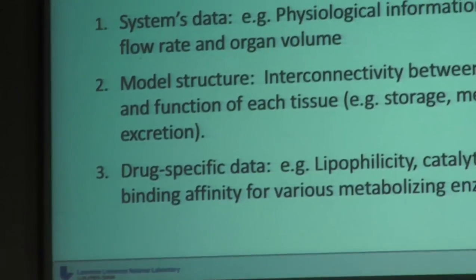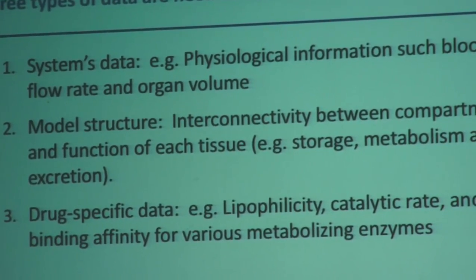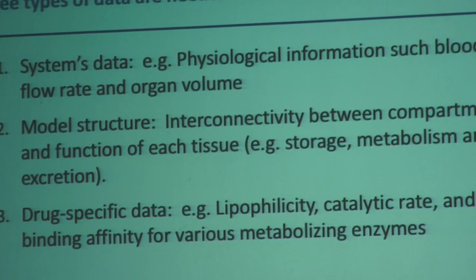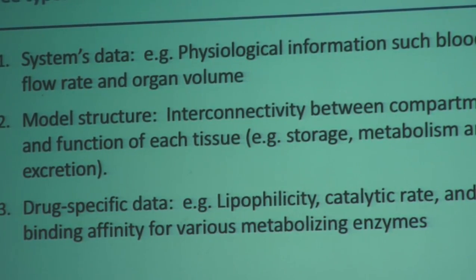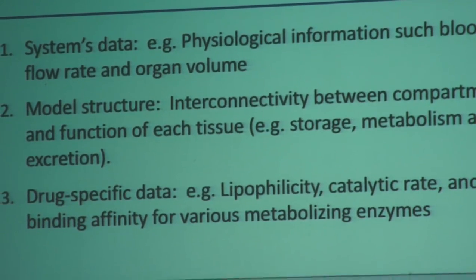Then there's the model structure. This is just the interconnectivity between the different compartments, and pretty much also just labeling of what is the function of the different compartments. Some compartments are just the storage area. That's usually, like, for example, fat at times. I don't know if you've ever heard, but like fat at times actually stores drug, and years later when you lose your fat, you suddenly get some weird reaction to a drug that you took 5 years ago or something like that. There are those that are for metabolism, like liver, and there are those for excretion, like kidney.